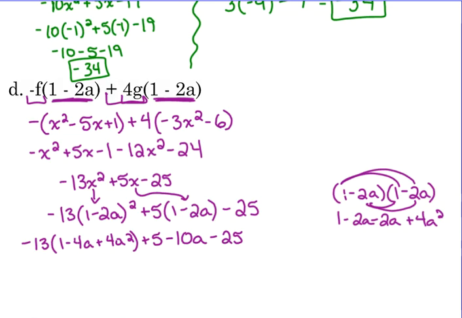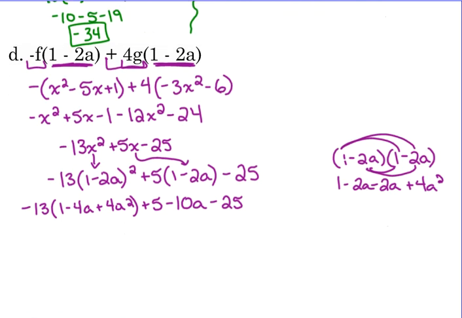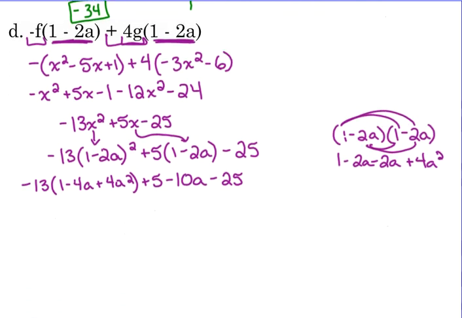Okay, distribute 5, and we don't do anything to the negative 25. We've got one more distribution step before we can completely combine our like terms. We need to distribute that negative 13. So that gives us negative 13 plus 52a minus 52a squared. I'm going to go ahead and combine the 5 minus 25, get negative 20.